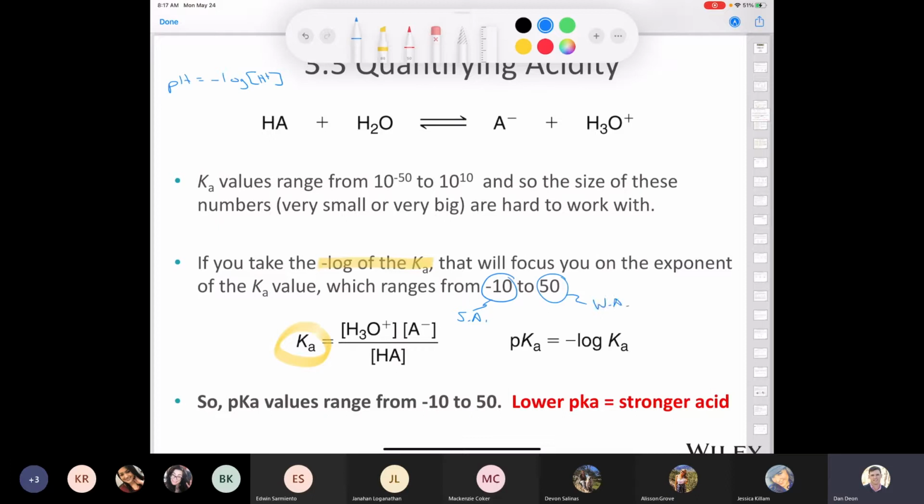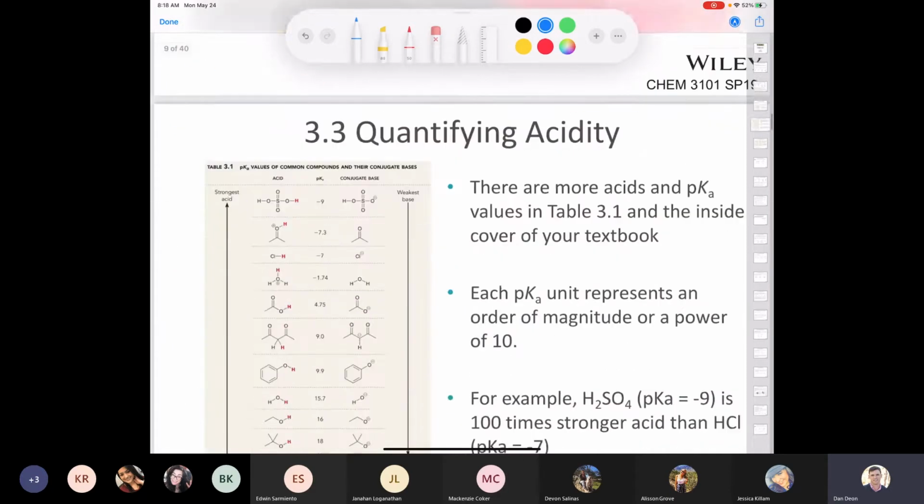Now, sometimes it's counterintuitive, right? We think a big positive number would be stronger. Well, here it's the opposite. Remember, you're taking the negative logarithm, okay? So a low negative number is a strong acid. Something like sulfuric acid has a pKa of minus 9, whereas something like an alkane is going to have a really high pKa because it's not a strong acid.